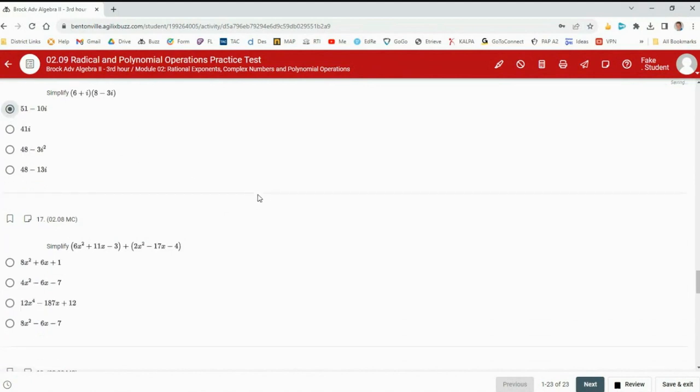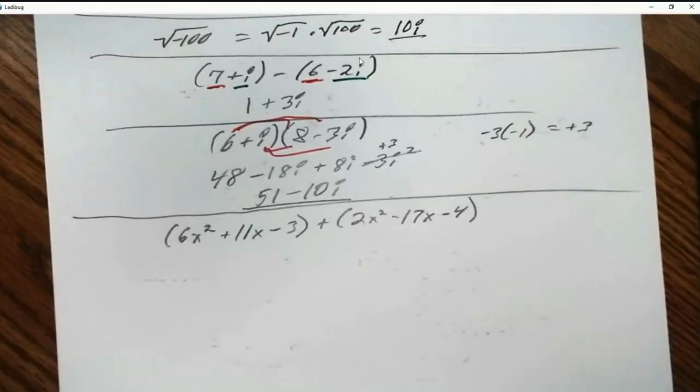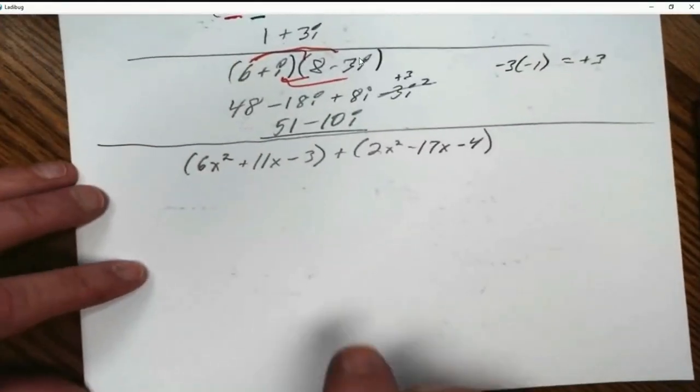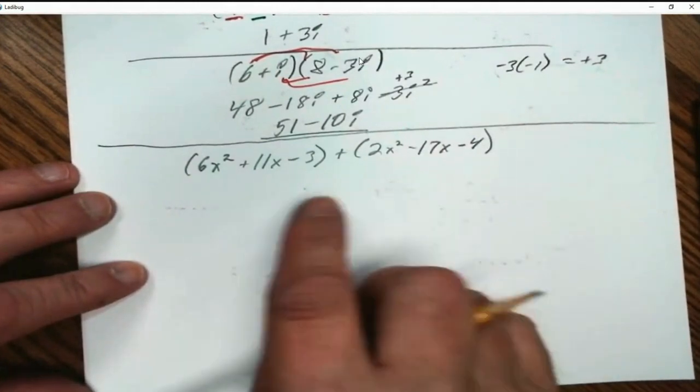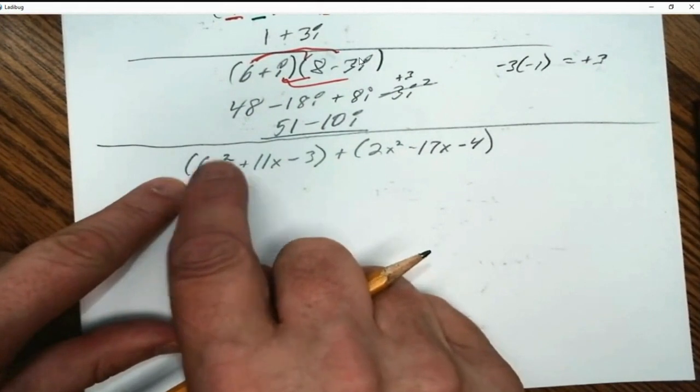Okay, now we have some polynomials being added together. So let's see how that works. So much like the complex numbers, we're just looking at like terms. 6x squared, and I'm adding, well, I can only add another x squared term.